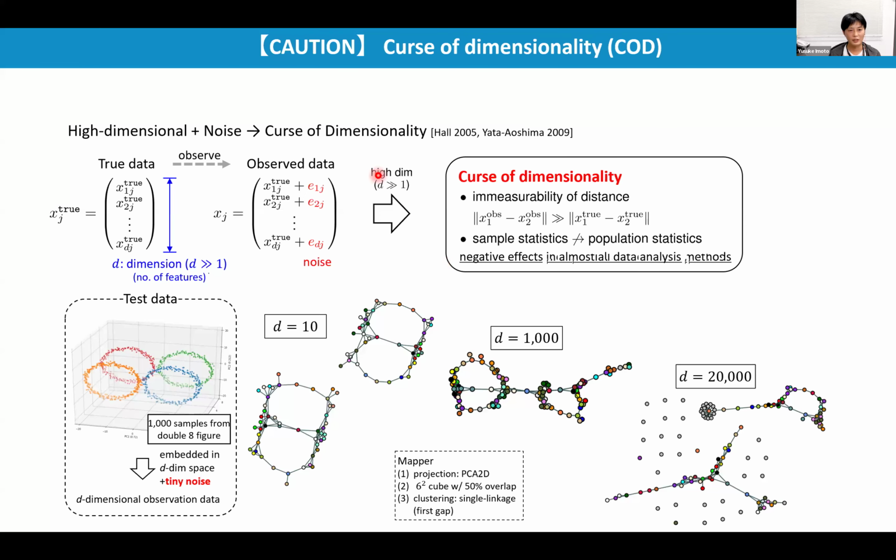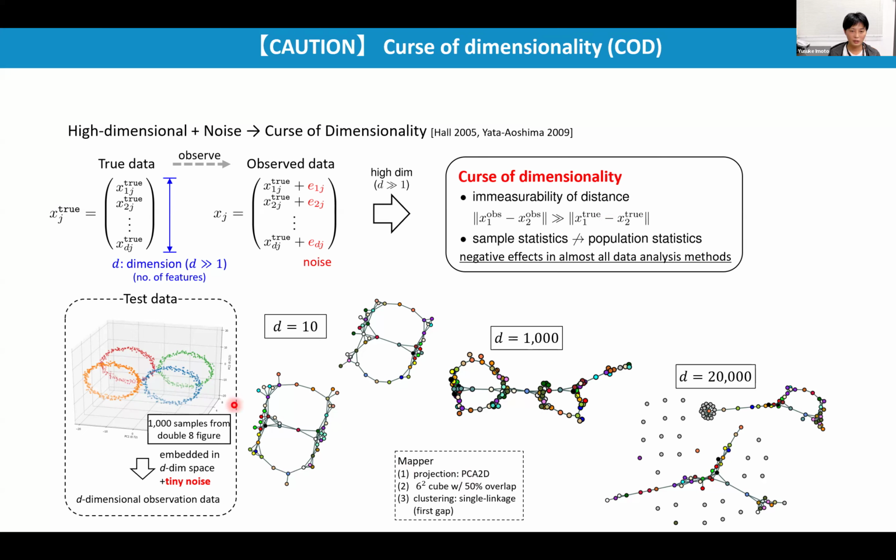This is due to the curse of dimensionality. The curse of dimensionality is a statistical problem when analyzing noisy high-dimensional data. For example, let X true j be the true data with d features and X j be the observed data containing noise for each feature. Then the curse of dimensionality is an inconsistency problem, inconsistency between the structures obtained from data analysis of the true and observed data. For example, the distance or sample statistics among the observed data may be overestimated compared with those of the true data. The mapper is also affected by the curse of dimensionality because the mapper has filtering and clustering procedures in the original high-dimensional space.